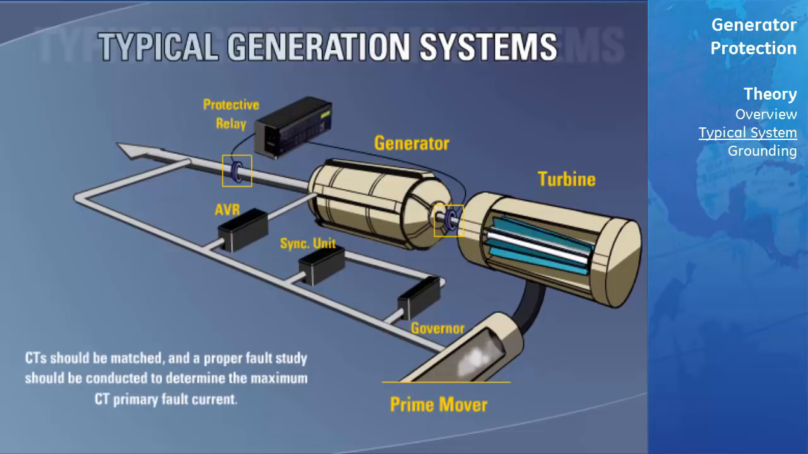The current transformers should be matched and a fault study conducted to determine the maximum CT primary fault current. With this information, the CTs chosen should be such that maximum voltage at the CT secondary terminals at the time of the fault is less than 50% of the CT knee voltage. Further information on CTs in general, along with specific CT selection principles, can be found within the Power Systems section of this CD.